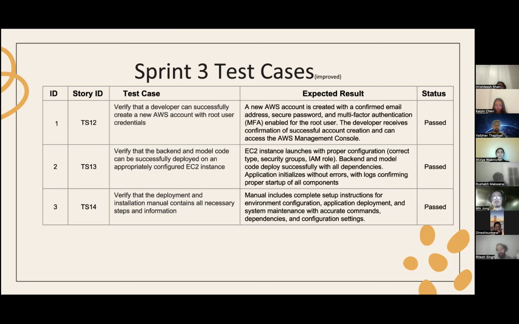So we verified that the backend and model code can be successfully deployed on an appropriately configured EC2 instance. For this result, with the proper configurations like the correct instance type, security group, and IAM role, the backend and the model code deployed successfully with all dependencies. Applications can be initialized without errors, and logs also confirm the proper startup of all components. We did that and we passed that too.